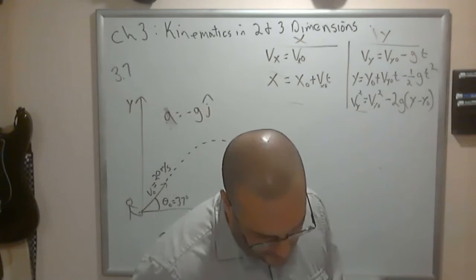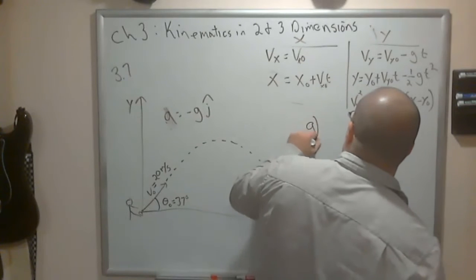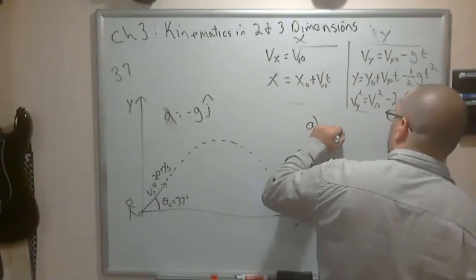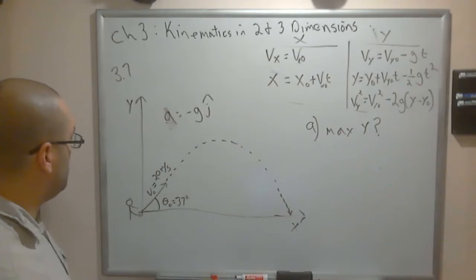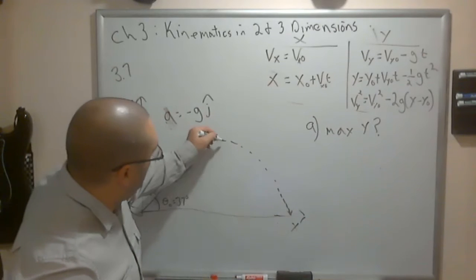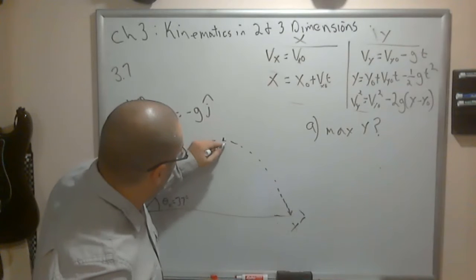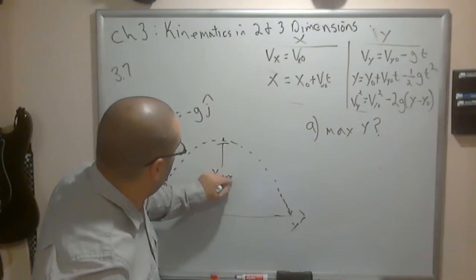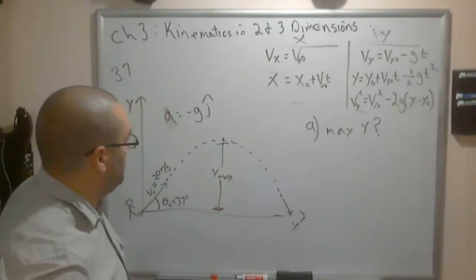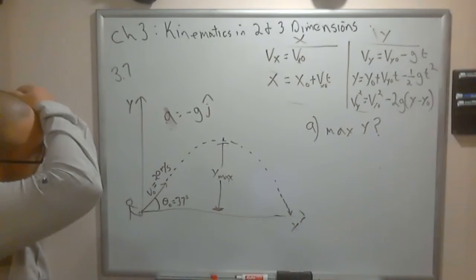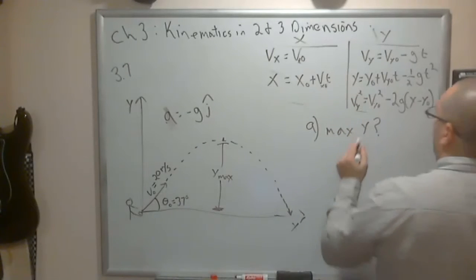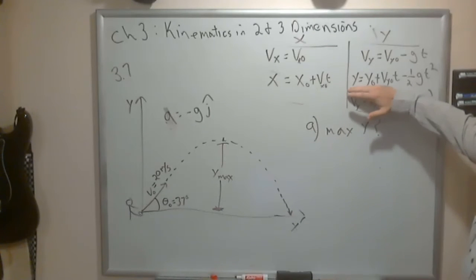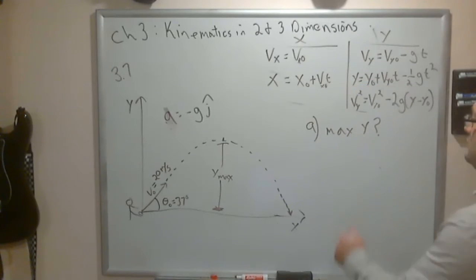Now for part A, it wants us to calculate the max height. So where's the max height? It's up here at the top, right? So this is Y max, we'll call it, and this is what we want to calculate. So what matters in this problem? Let's see. We want the max position, so let's first look at this equation, the position equation.